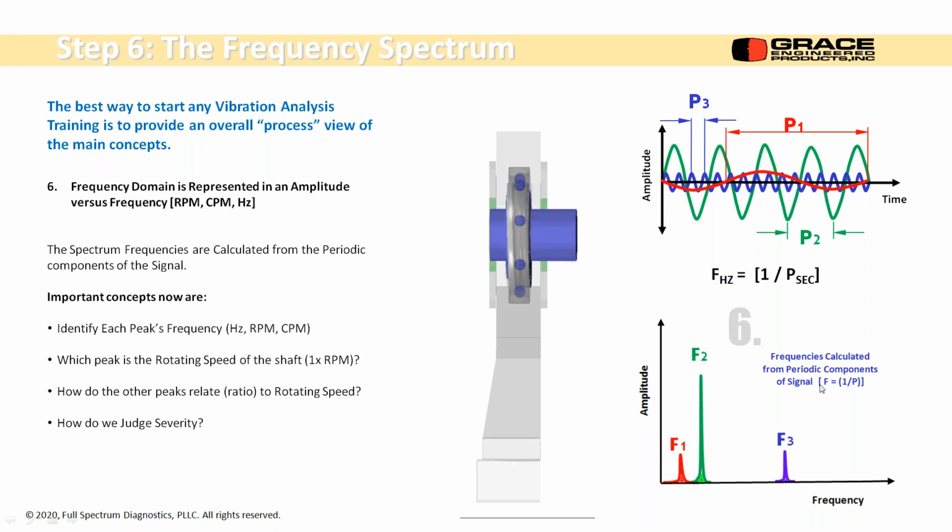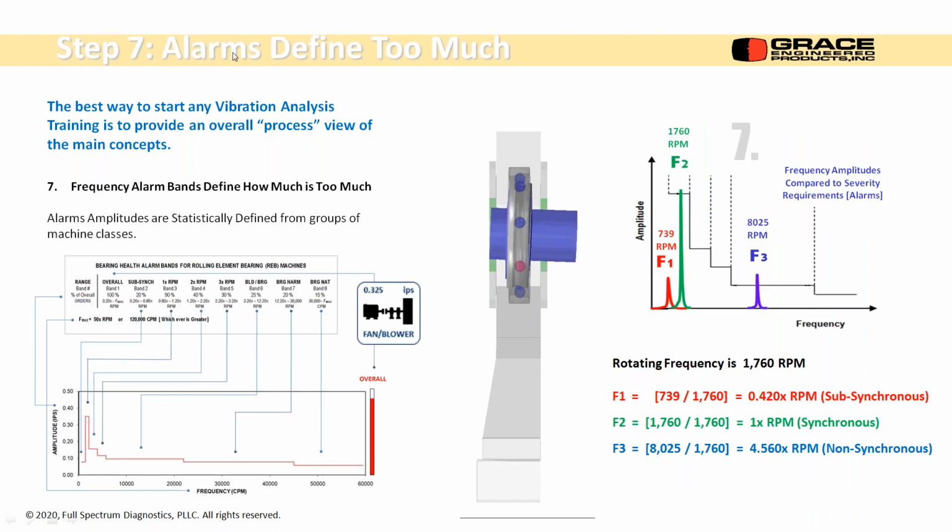How do we judge severity? We don't have any alarms on this yet. Okay, right now we probably have overall alarms on the waveform, but assuming that we're generating a spectrum, we have to have something to compare it to. The alarms define how much is too much. Okay.